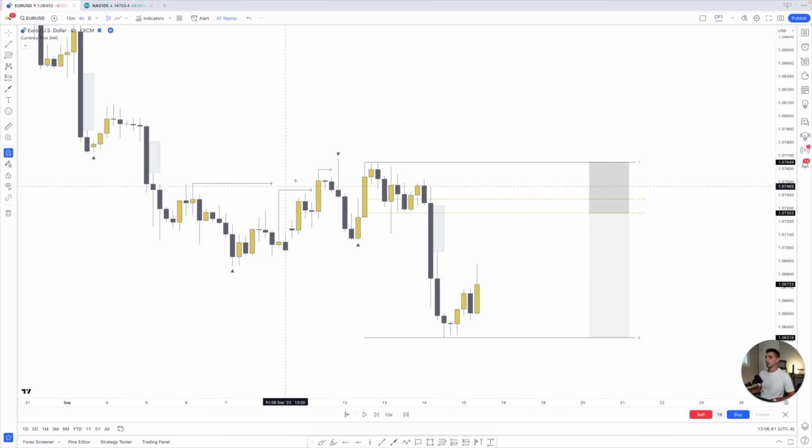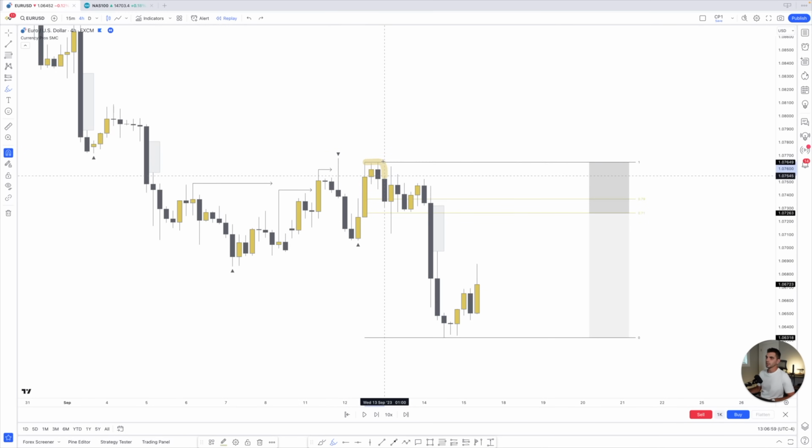Now after that happens, we make a sharp move to the downside. We don't really make a new low yet, but then we come back up and fail to make a new high, right? So these highs here fail to push above this high right here. So that's a bit of a warning sign that direction may be changing pretty soon.